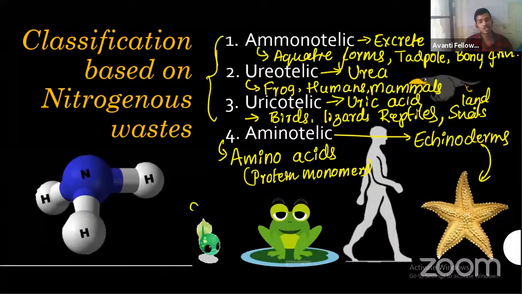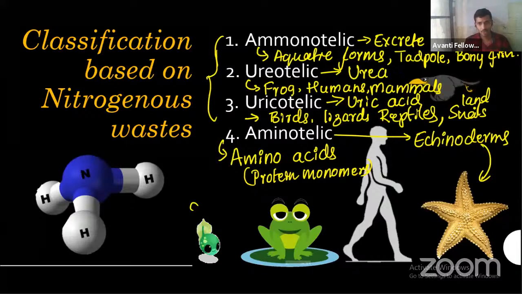So nitrogenous waste, I'm repeating once again: development of the organs, or the space for the organs. Space for the organs only. So ammonotelic, ureotelic, uricotelic, and aminotelic. Ammonotelic means excrete ammonia, and it is normally found in aquatic forms because ammonia is highly poisonous. It can be diluted with the water. Examples: tadpole, bony fish, and all the others.